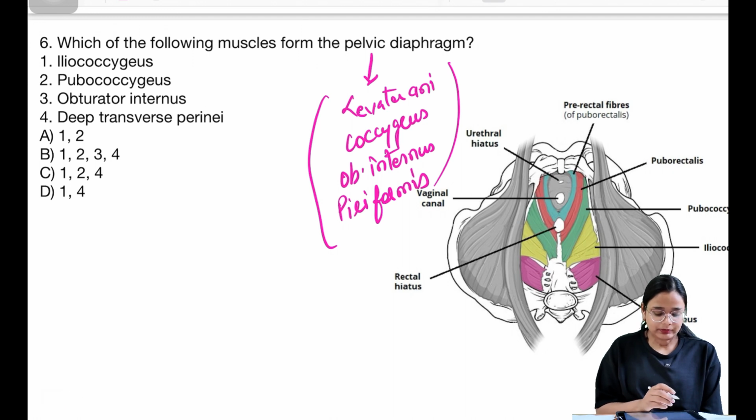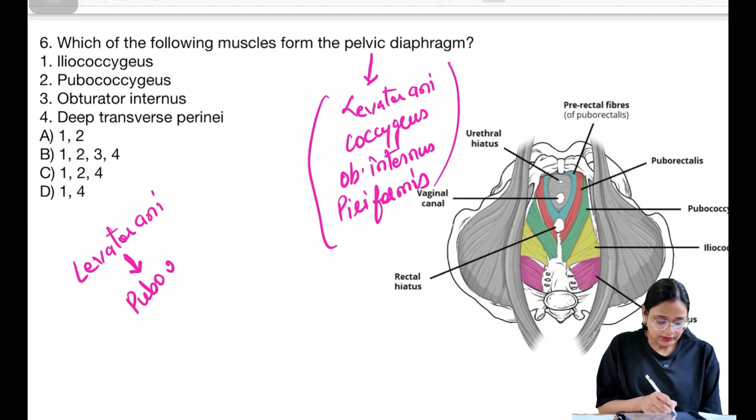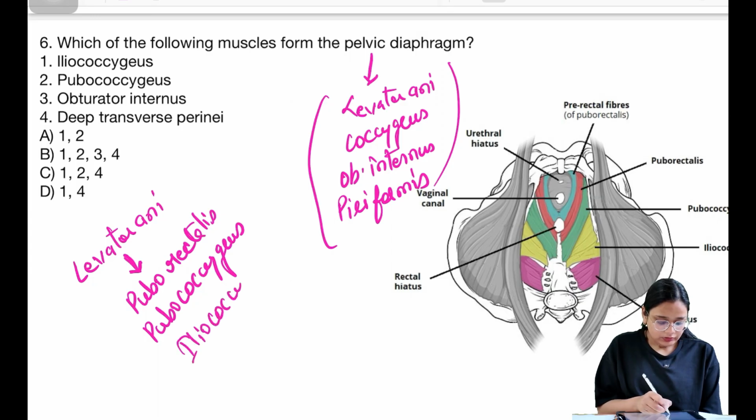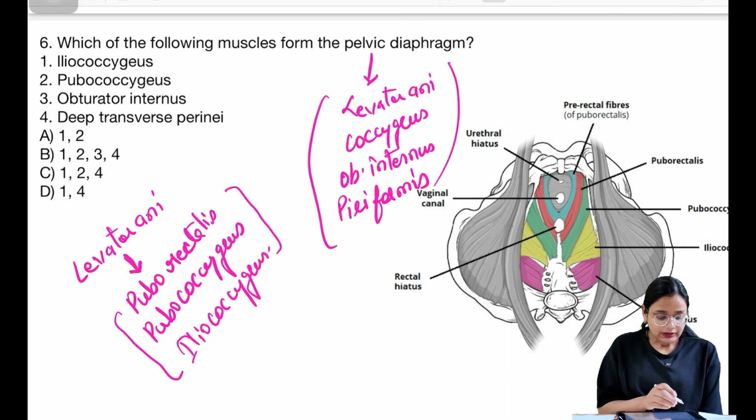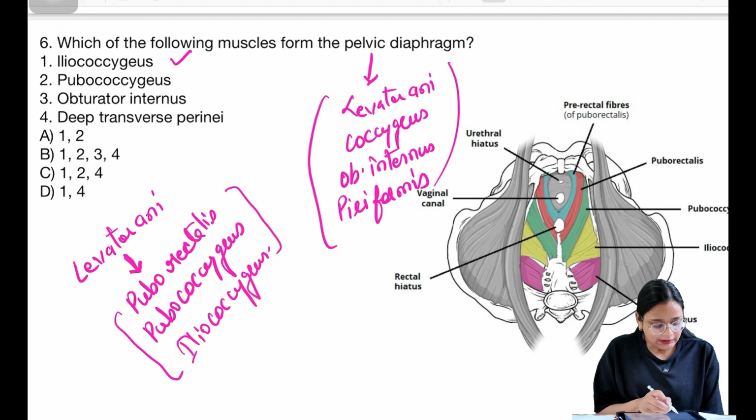So since here levator ani is not given, you need to remember levator ani is composed of three parts: puborectalis, pubococcygeus and iliococcygeus. So levator ani is made up of these muscles. Okay, so here we will check the answer. Iliococcygeus is correct, it will be involved in pelvic diaphragm.